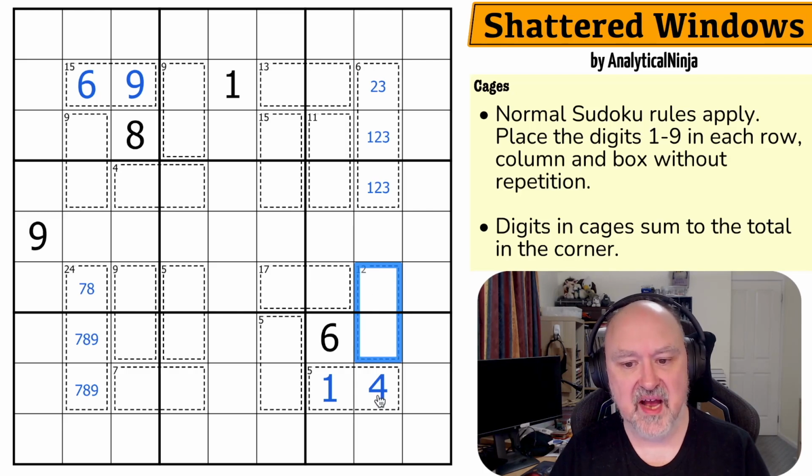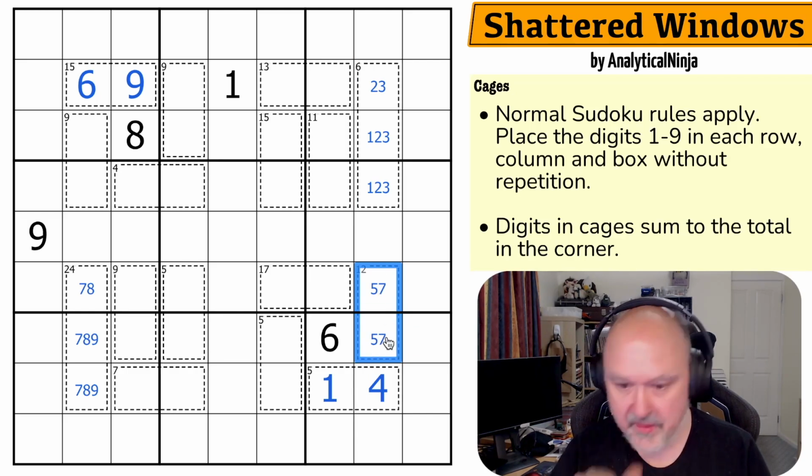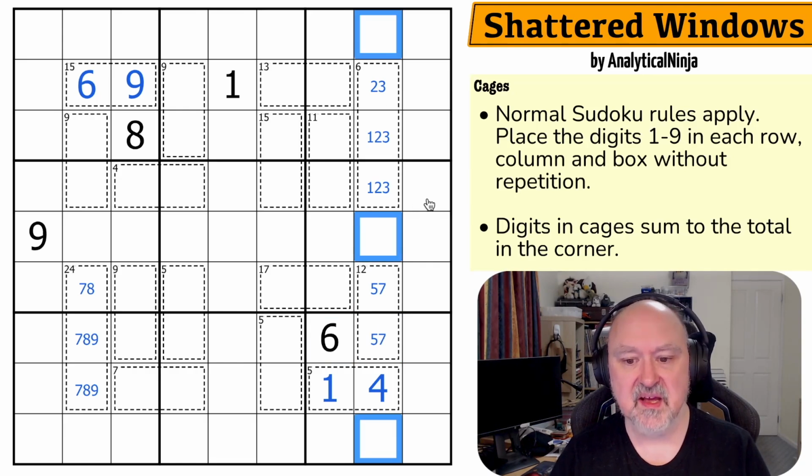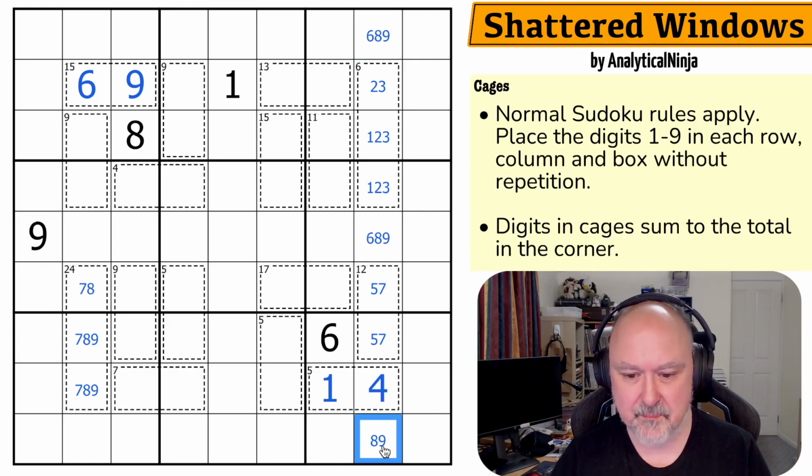I can't use 8, 4 because I can't use 4 in the cage. I could use 7, 5 and 6, 6. I can't do 6, 6 because I can't put two 6s in the column, and I can't put a 6 in this cell anyway. So this has to be 5, 7. And now these cells can't be 1, 2, 3, 4. They can't be 6 or 7. So these become 6, 8, 9. And that one can't be a 6 because there's already a 6 in the box.